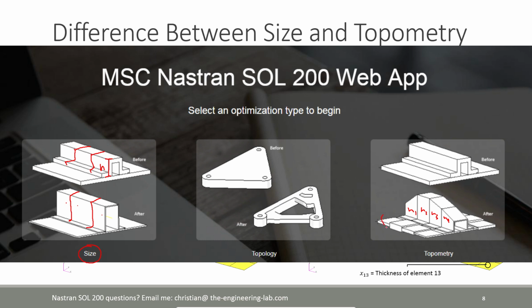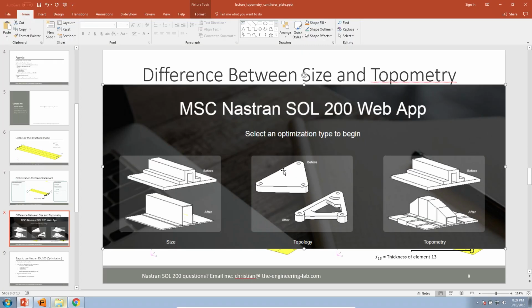Here, the plate is another example. Before, we just had one thickness that was varied. Here you can see how much thicker it is before compared to after. But with topometry optimization, it gives each element its own design variable. So here T1, T2, T3. And then by the end of the topometry exercise, you can see that each element is different in terms of design variables. So this is the main difference between size and topometry optimization.